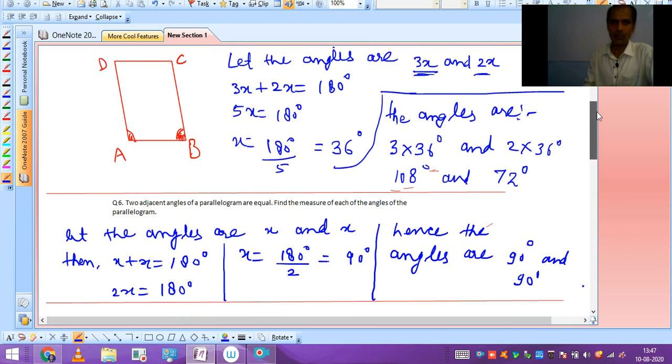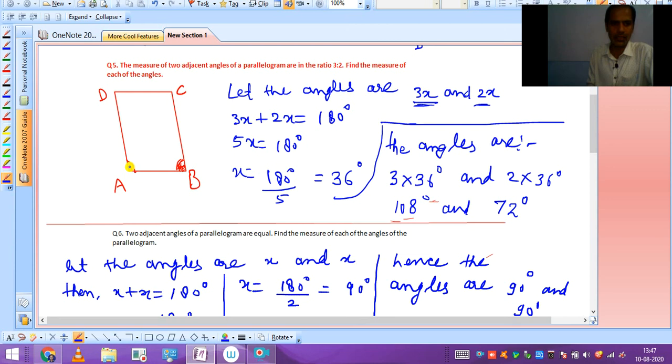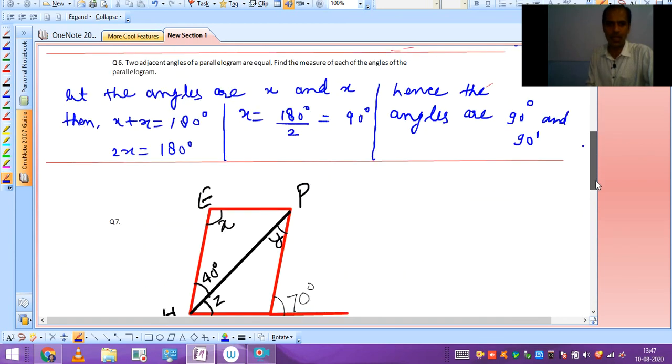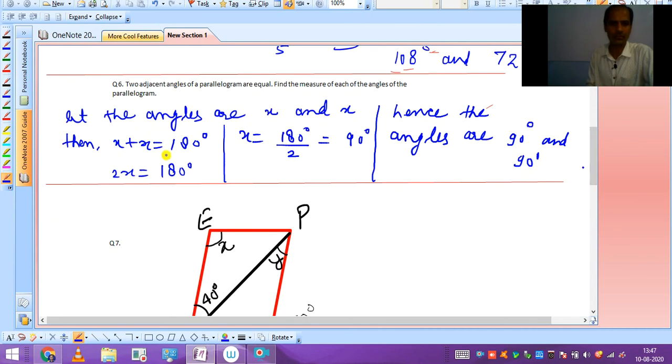Okay, listen, you can see the diagram of question number 5. Both these angles, angle A and angle B, which are shown in blue color, are adjacent angles, and the sum of both is 180 degree. But it is given that both are equal. It means these angles are x and x, hence we can use the property of adjacent angles. So x plus x is 180 degree, 2x equals 180 degree, and x equals 180 degree upon 2, that is 90 degree. So we can write the result as, hence the angles are 90 degree and 90 degree.